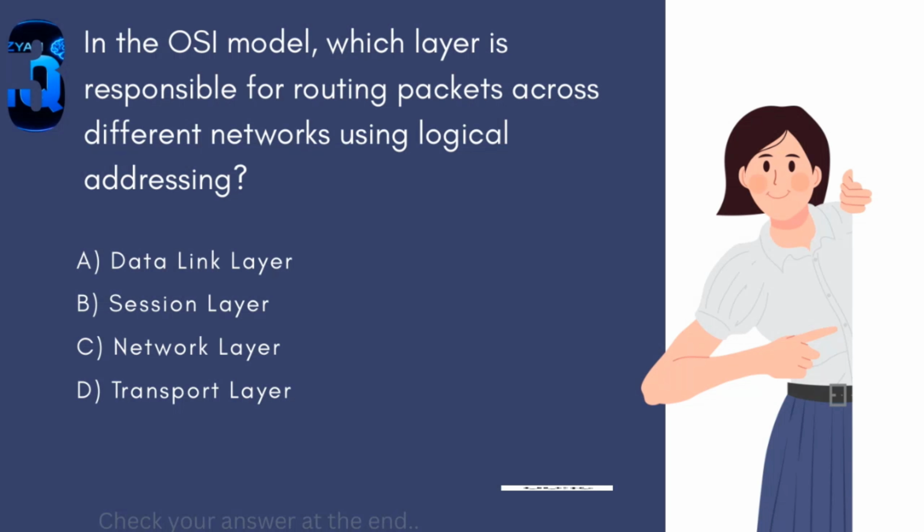All right, let's take a closer look at this slide. At the end, I want you to check your answer. So, in the OSI model, which layer is responsible for routing packets across different networks using logical addressing? Now, think about the options here. Is it the data link layer, the session layer, the network layer, or the transport layer?